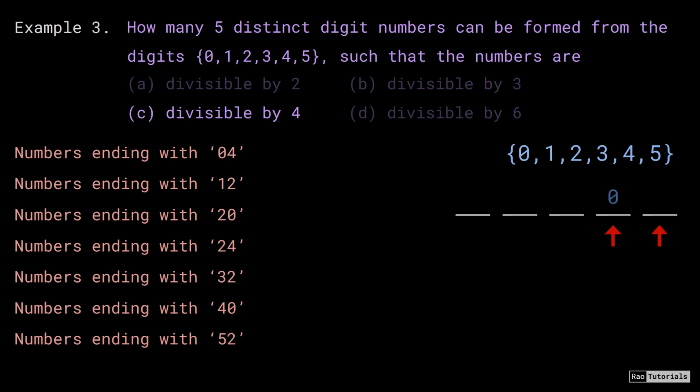If we fix 0 and 4 at the last two places, then we are left with 4 digits and 3 blanks to fill, which can be done in 4P3 ways. If we fix 1 and 2 at the last two places, then we are left with 4 digits including 0, which cannot be at the first blank. So the first blank can be filled in 3 ways using any one of the non-zero digits. Remaining 2 blanks can be filled in 3P2 ways. So numbers ending with 12 are 18.